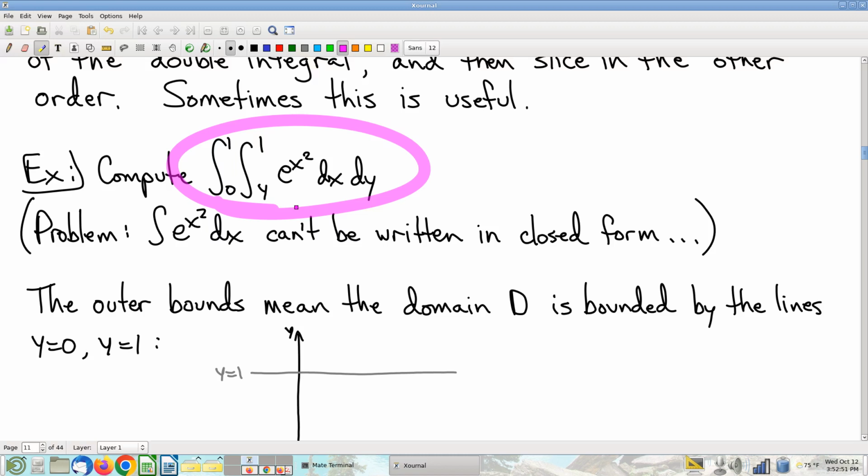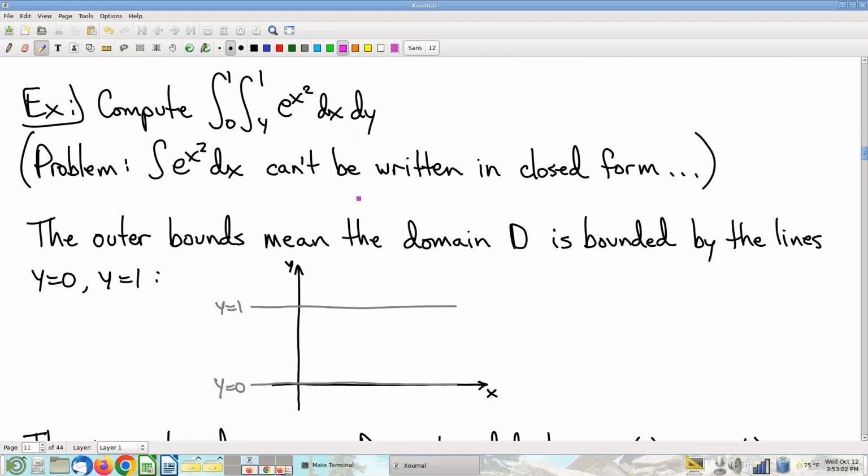It turns a question that we see here that we don't know how to solve into a different question. Who knows? Maybe we'll be able to solve the different question. And anyway, let's proceed. Okay, looking at this integral, we see y goes from 0 to 1. That means that my domain is between y equals 0 and y equals 1.